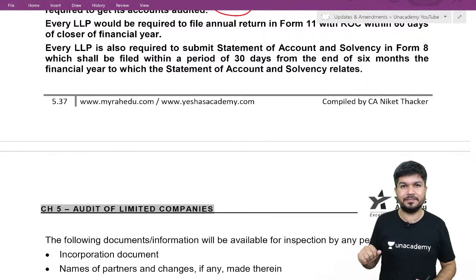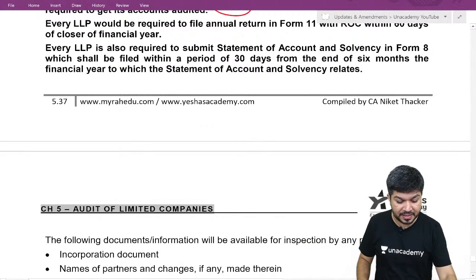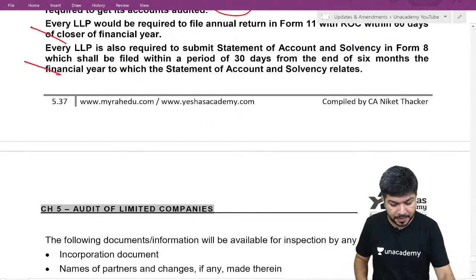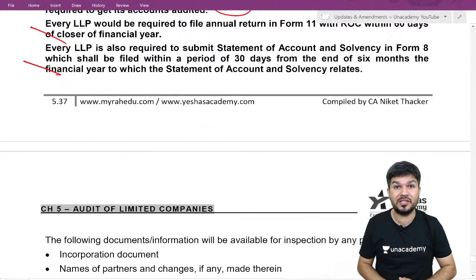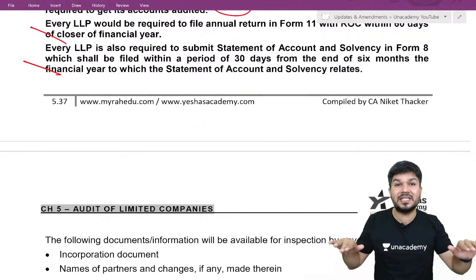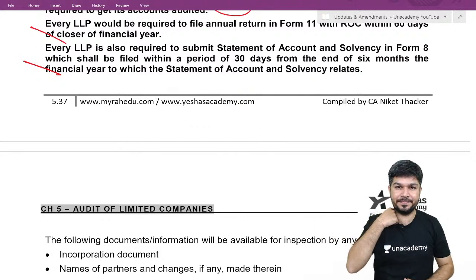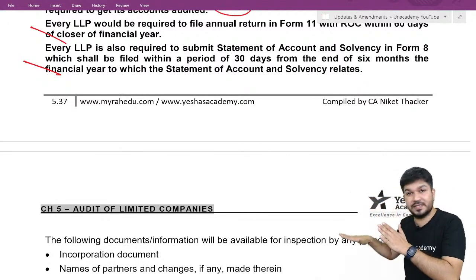30 days of April, 30 days of May. So by 30th May they have to file this annual return. Plus they have to file a statement of account, that is their financials, and a declaration of solvency. This is to be filed within 30 days from the end of 6 months from the end of the financial year. Okay, financial year ended in March, 6 months ends in September.